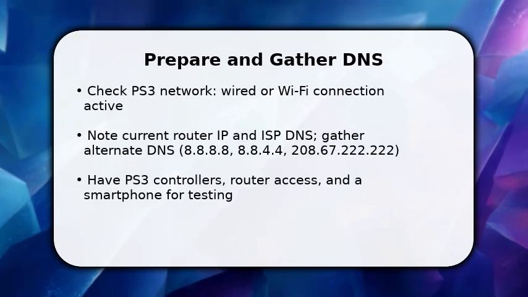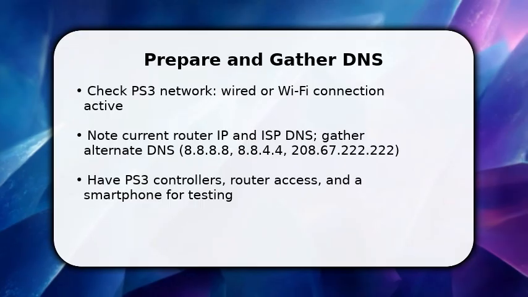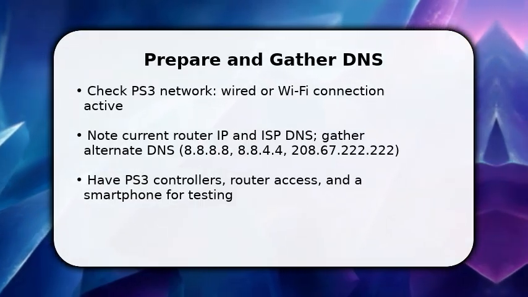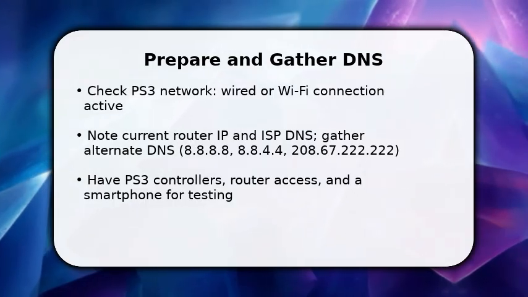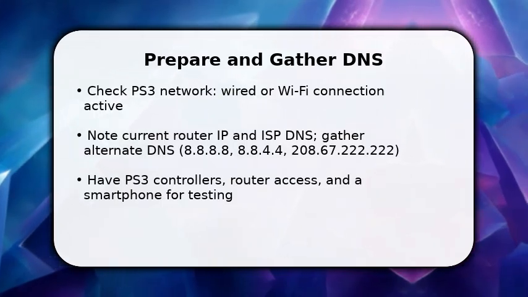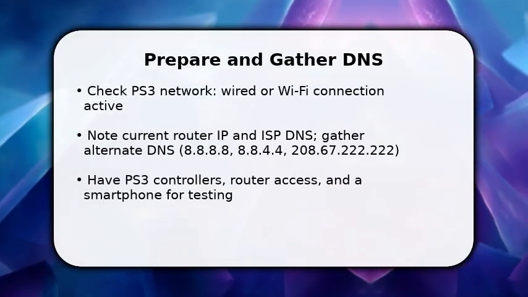Enjoy the video. You start by confirming the Ps3 is on the local network, and you can access router settings. This avoids chasing phantom problems. Next, write down your current router IP and the ISP DNS entries for reference. Then get alternate public DNS addresses. Google and OpenDNS are reliable choices, and have a phone or laptop ready to test connectivity.